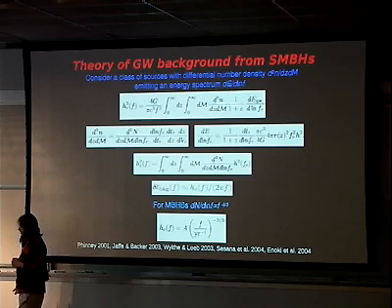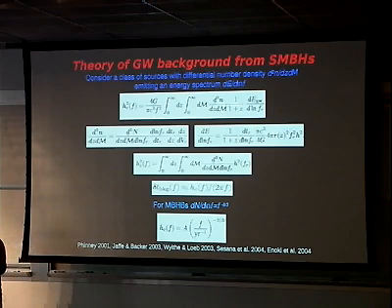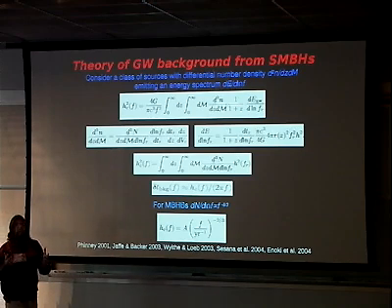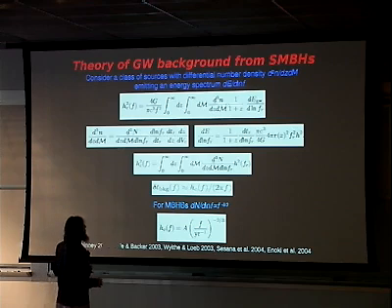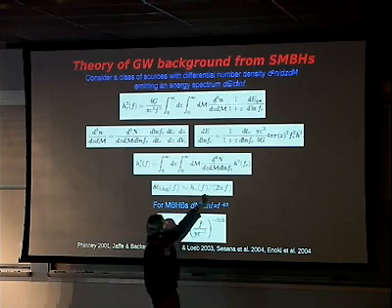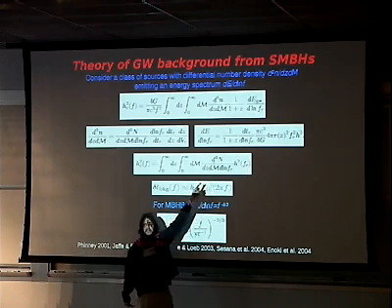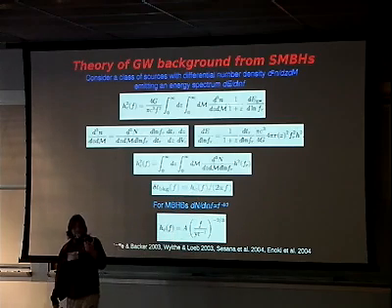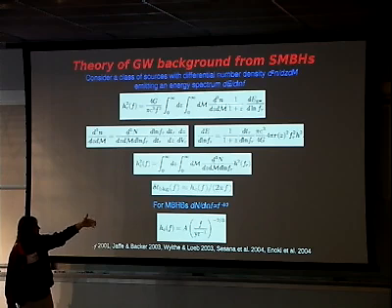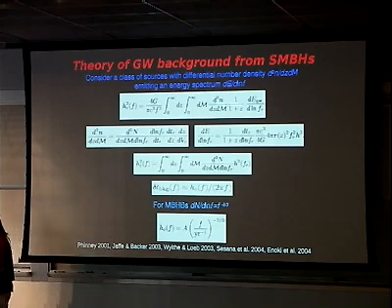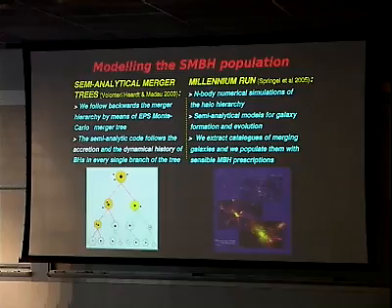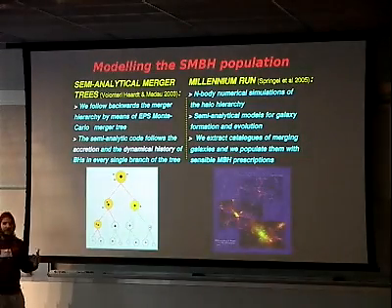Okay, but we want to make some predictions for these radio astronomers that monitor these pulsars. So what you need to make predictions is basically an estimation for that quantity there: the differential distribution of binaries per unit redshift, unit mass, and unit frequency. To do that, you can employ different techniques.